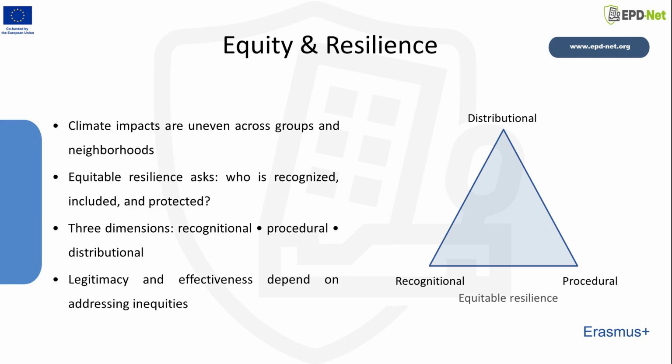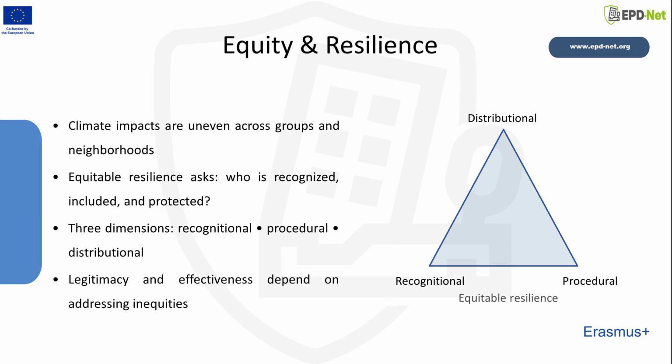Equity is central to resilience planning because climate impacts are not experienced evenly. Some groups have fewer resources, weaker representation, more hazardous living conditions, or less access to protective infrastructure and services. Equitable resilience asks not only whether a city becomes safer overall, but also who is recognized, who participates, and who benefits or bears costs. These concerns are often described through three dimensions.